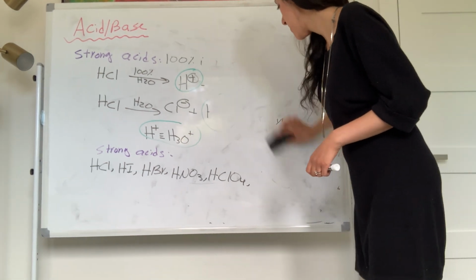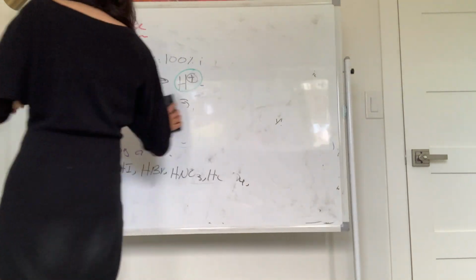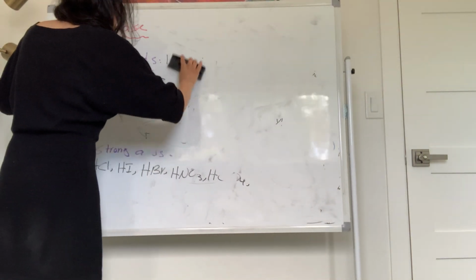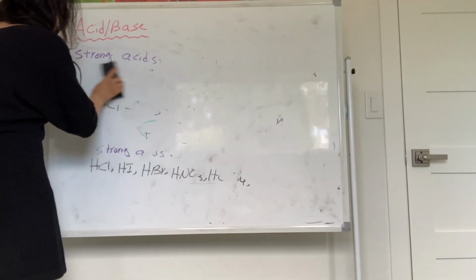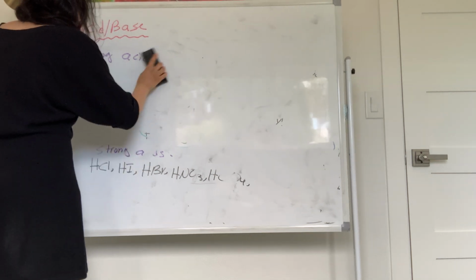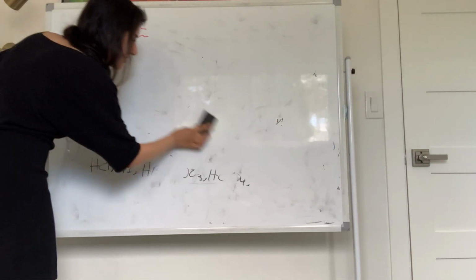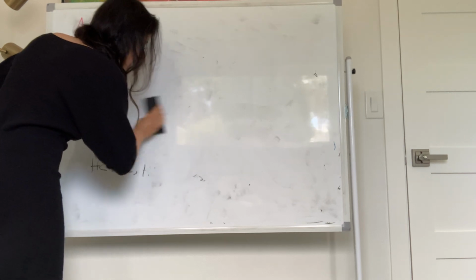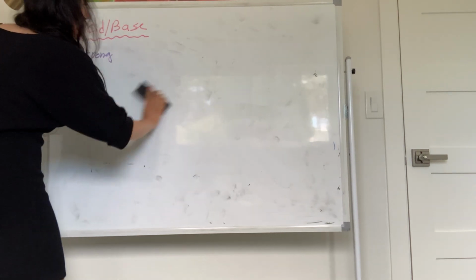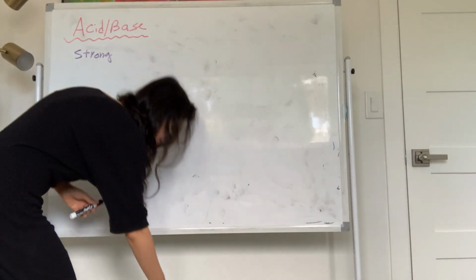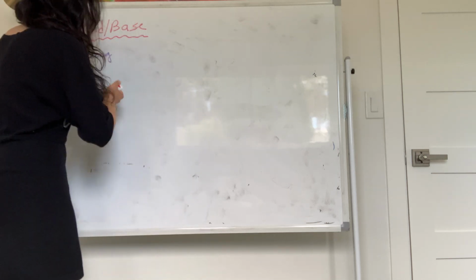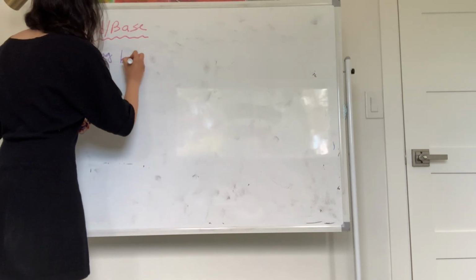Now, let's go to base. How do you know if you have a strong base? So next time you have food that tastes really sour, what are you going to be thinking about? You're going to be thinking about, oh, this is an acidic food. I wonder what's the concentration of hydronium in there. You will definitely think of that.